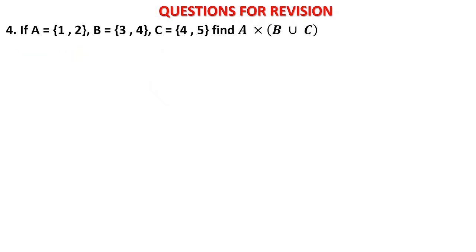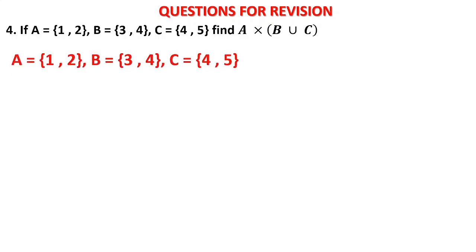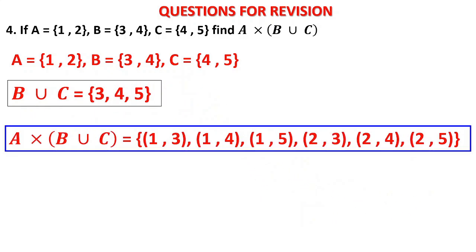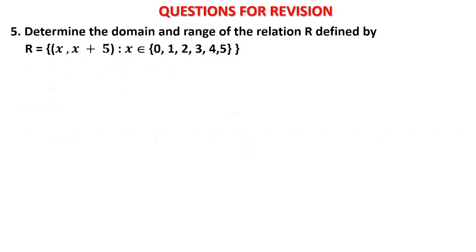Let us go to question number 4. A is given, B is given, C is given. You have to find A cross (B union C). You have to find the cross product. Step number 1. Let us find B union C, the elements of B and C such that the elements are not repeated more than once. Therefore 3, 4, 5. Now let us find A cross (B union C). We have to find the ordered pairs such that the first element is from A and the second element is from B union C. Therefore (1, 3), (1, 4), (1, 5), (2, 3), (2, 4), (2, 5).